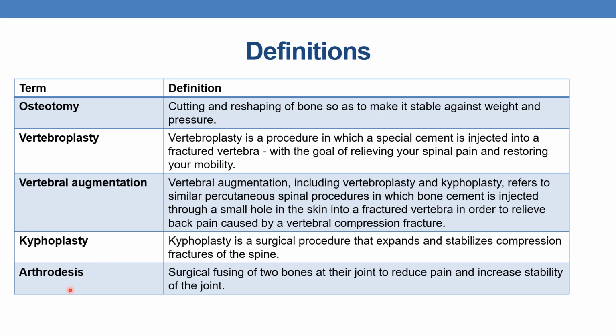Next term is orthodesis. Surgical fusing of two bones at their joint. In simple terms, bone fusion. Surgical fusing of two bones at their joint to reduce pain and increase stability of the joint. These are some of the terms that we come across in the following CPTs.